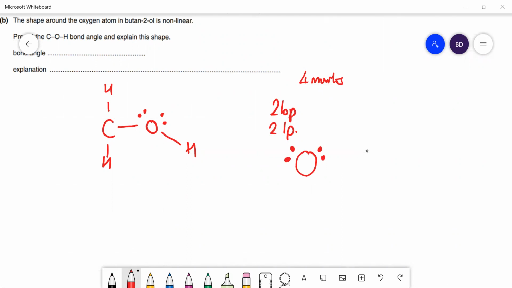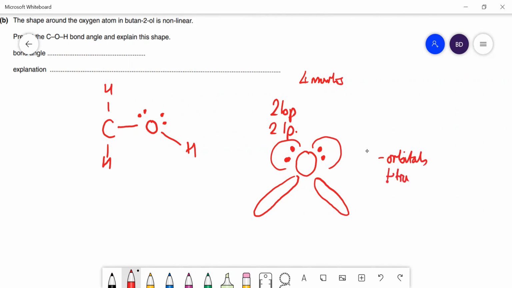the pairs of electrons will arrange themselves to get as far away from each other as possible. That means the orbitals will assume a tetrahedral configuration. Now, the usual tetrahedral bond angle is 109.5, but we're going to get a lot less than that. We're going to get about 104.5. Okay, and we'll just explain this.